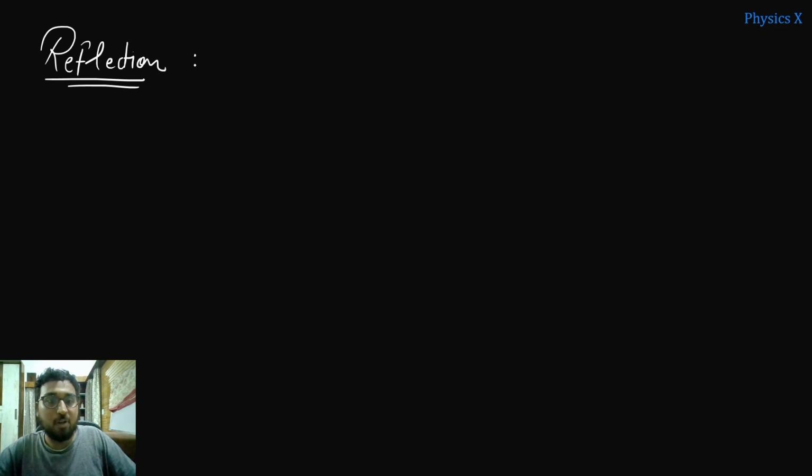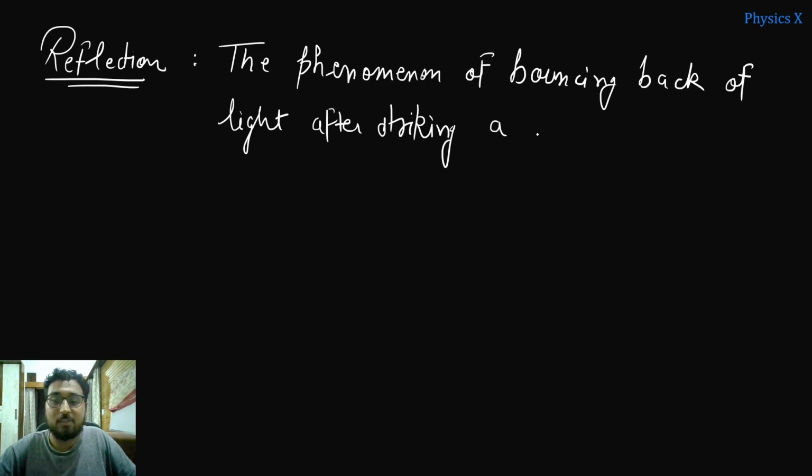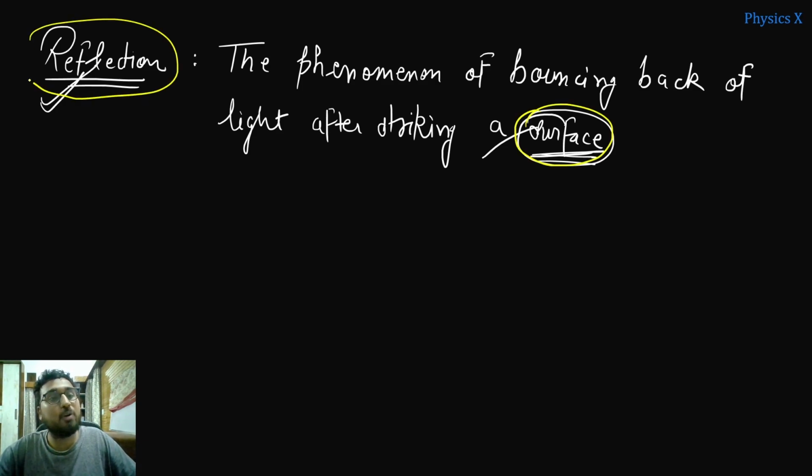The phenomenon is actually what? It is a phenomenon of bouncing back of light after striking a surface or object. Depending on the surface, the quality of reflection will be observed accordingly. It depends on the surface. So this surface will define the quality of your reflection.